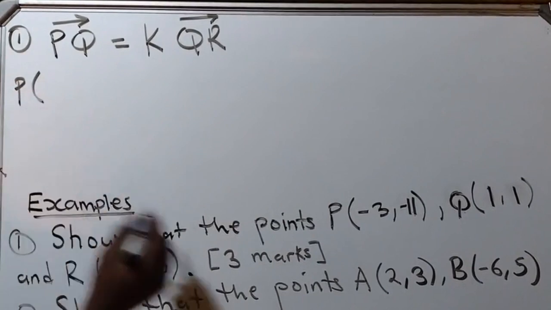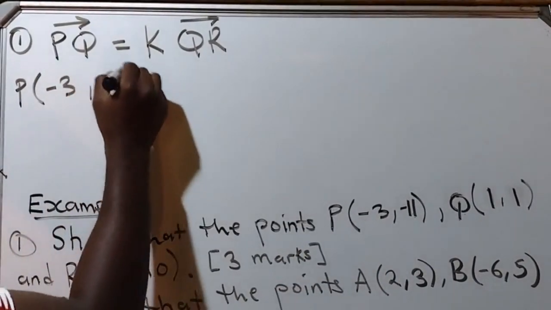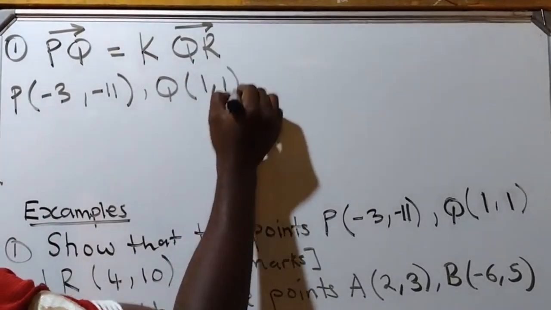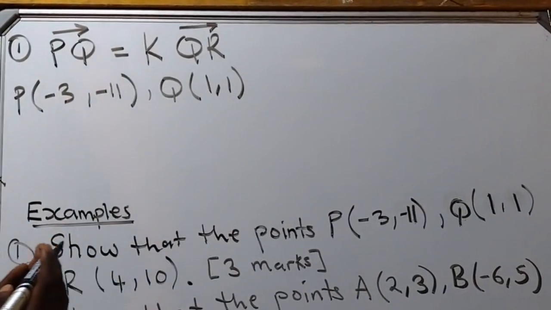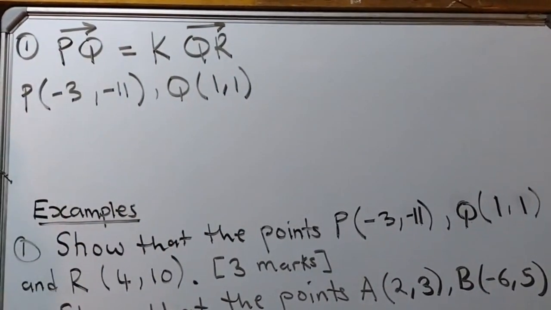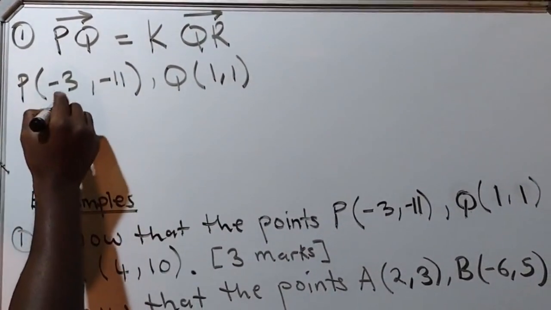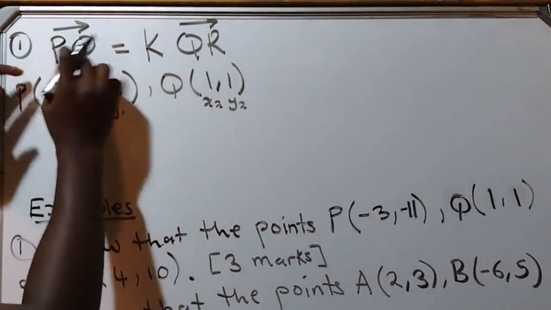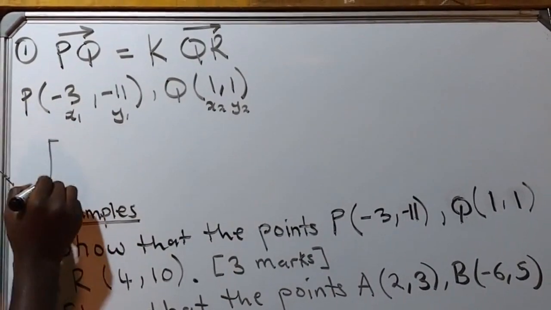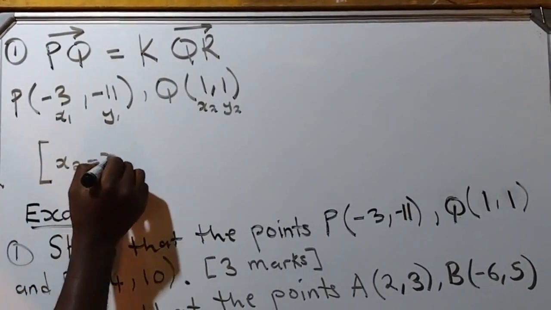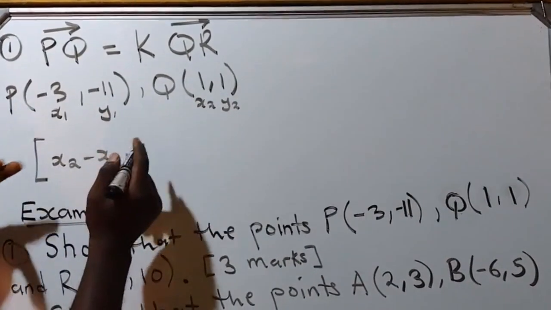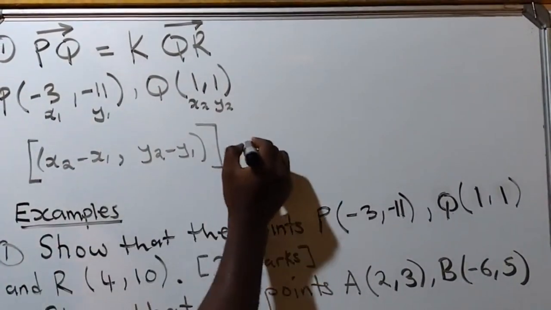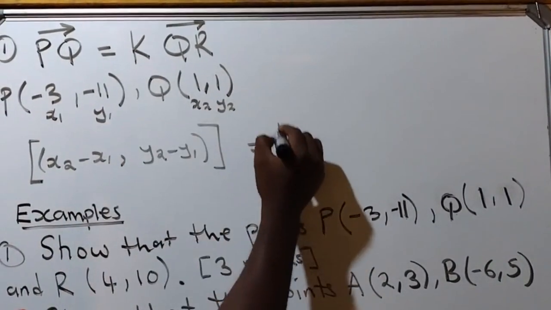In this case, P has the coordinates negative 3, comma negative 11. Then Q has the coordinates 1, comma 1. I want you to follow me nicely here. For PQ, I'll name these coordinates x1, y1, x2, y2. So you say x2 minus x1, comma, then y2 minus y1, then we close, equal to a constant value, k.